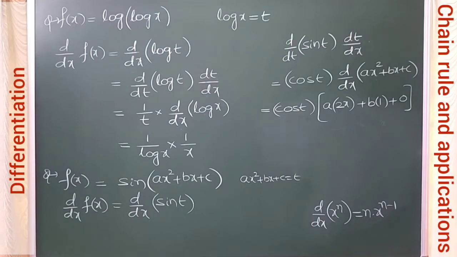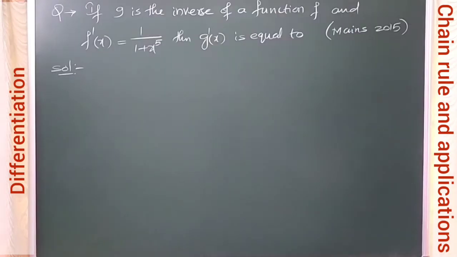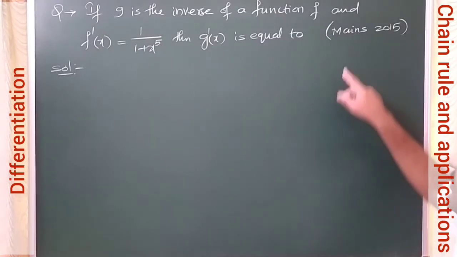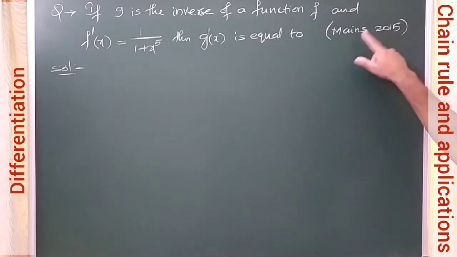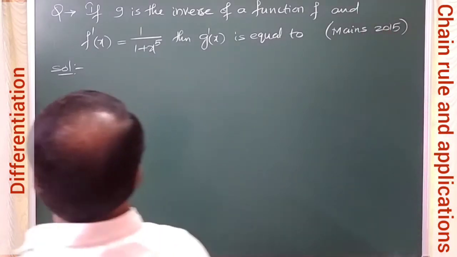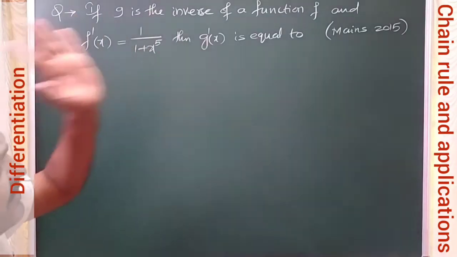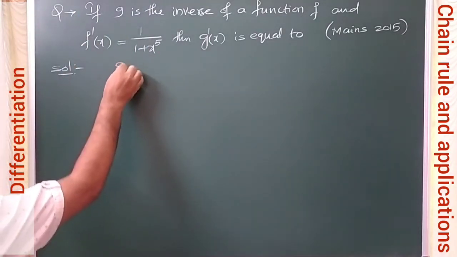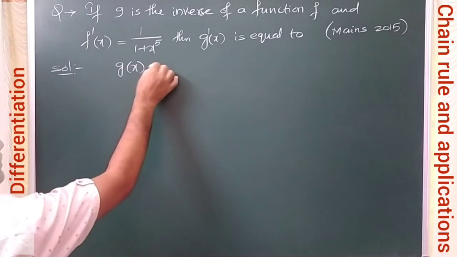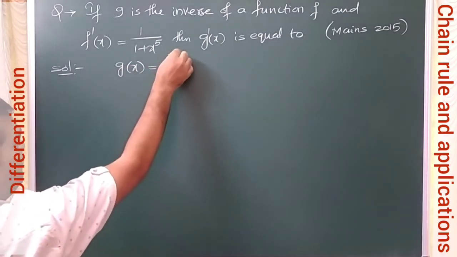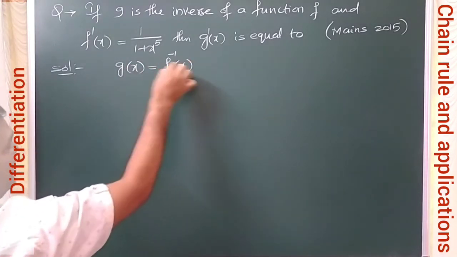So let us do some more examples. Now I have one more example. This is actually a previous mains 2015 question. g is the inverse of a function f. g is the inverse of a function f. The inverse of f is given as g.